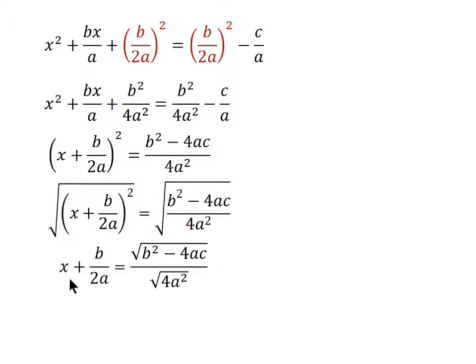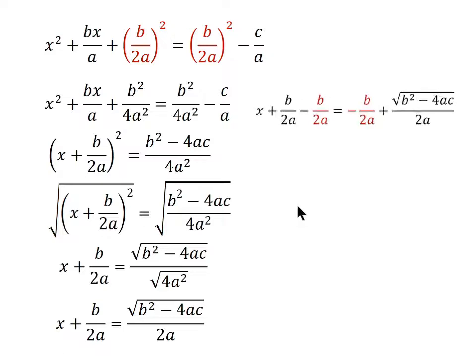We have x plus b over 2a is equal to, we will take the square root of the numerator, which is b squared minus 4ac, and the square root of the denominator, which is the square root of 4a squared. And then simplify, we have x plus b over 2a is equal to the square root of b squared minus 4ac, and the square root of 4a squared is 2a. Next step, we're going to isolate x by subtracting both sides of the equation by b over 2a.